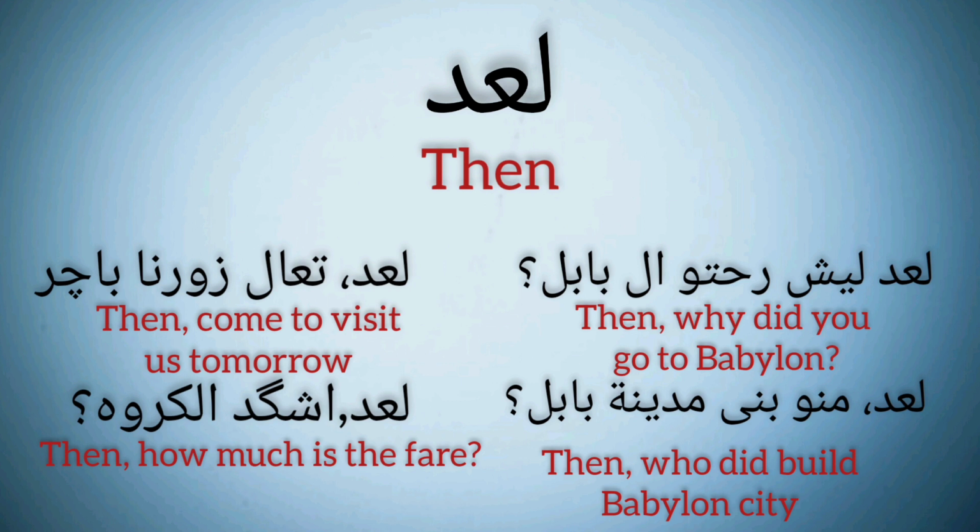رحت means you went. El is the preposition and means to. And Babel means Babylon. And the second one, لعد منو بنى مدينة بابل. Then who did build Babylon city. The city of Babylon. لعد means then. منو means who. بنى means built, is the past tense. مدينة means city and Babel means Babylon.